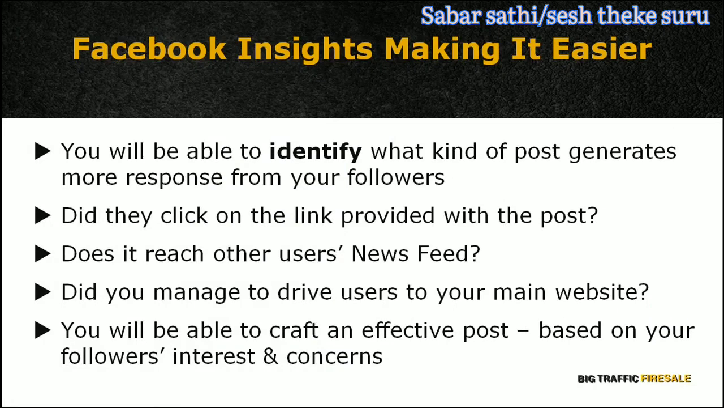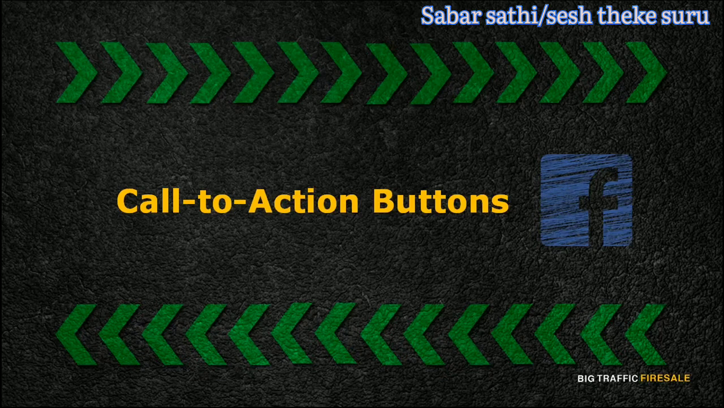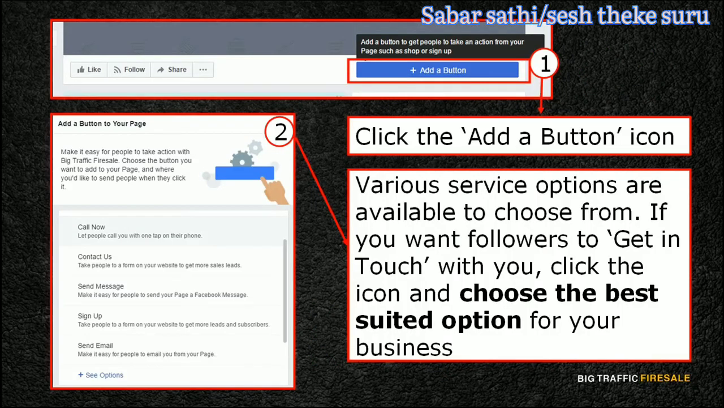Inevitably, Facebook Insight is making it easier for you to identify what kind of post generates more response from your followers. Did they click on the link provided with the post? Does it reach other users' news feeds? Did you manage to drive users to your main website? All this information about users who visited and followed you is important in your business decisions. Once you've managed to get a grasp of your followers' interests and concerns, you'll be able to craft an effective post. Do not forget the call to action button. Head back to your page and click the Add button icon. This makes it easier for users to take action. Various service options are available to choose from.